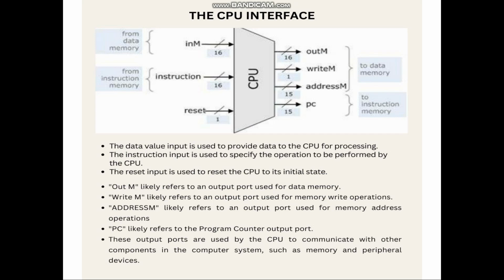Here we can see we have three inputs. The first provides data to the CPU for processing, the second specifies the operation to be performed by the CPU, and the next one is to reset the CPU to its initial state. We also have four outputs.